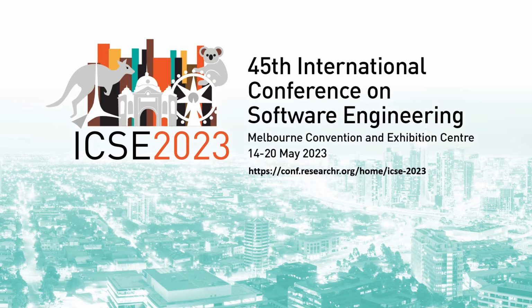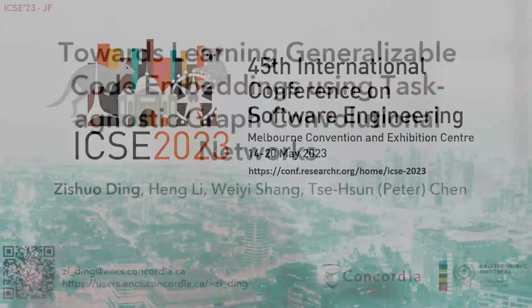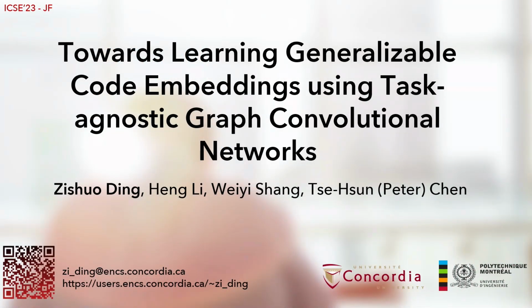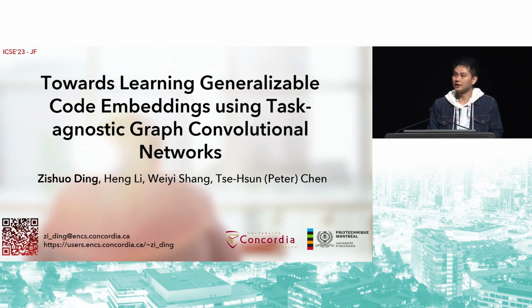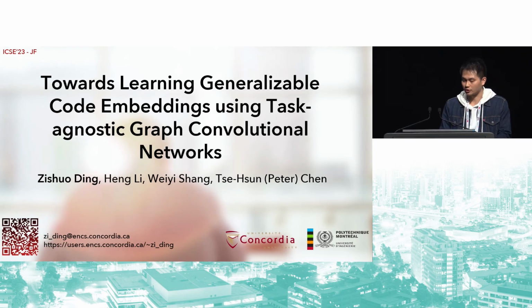Thanks again. The next paper is a journal-first paper. The title of the paper is Towards Learning Generalizable Code Embeddings Using Task-Agnostic Graph Neural Networks. Zhang from Concordia University will present the paper. Thank you. Okay, thanks. So, hello everyone. Today I'm going to talk about our journal-first paper, Towards Learning Generalizable Code Embeddings Using Graph Neural Networks.